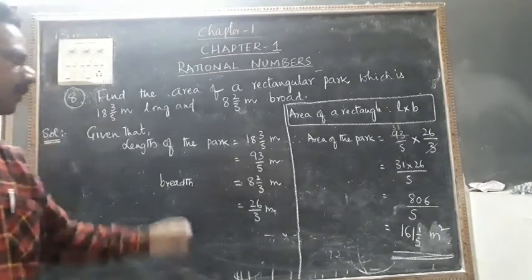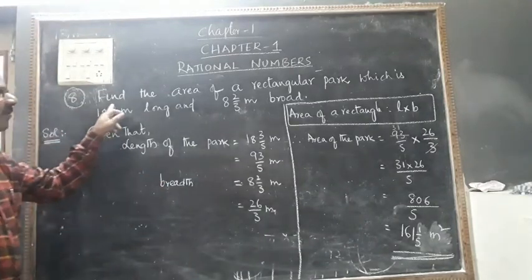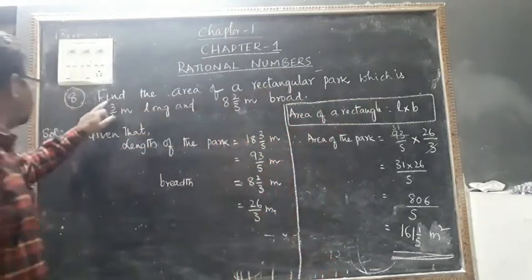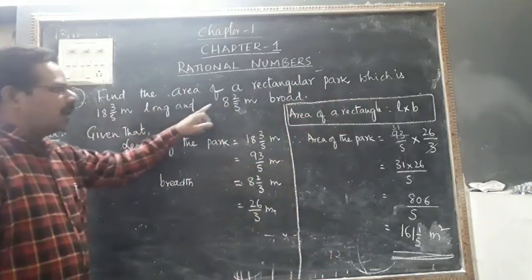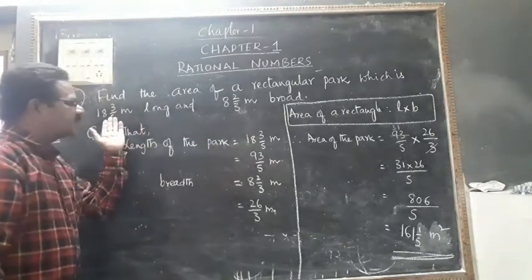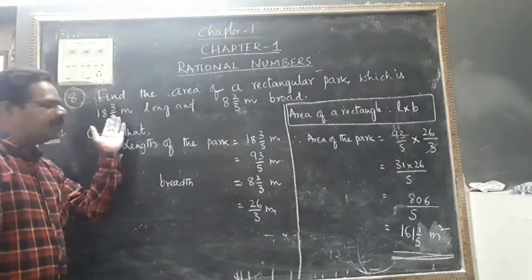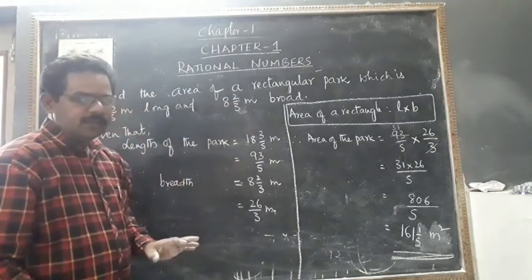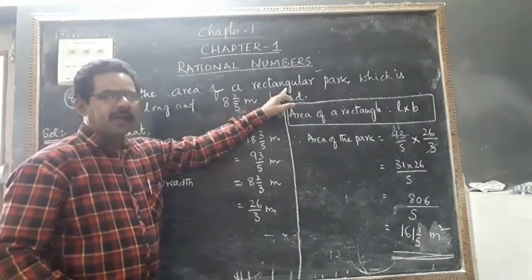Coming to the next sum, the eighth sum. Find the area of a rectangular park which is 18 and 3 by 5 meters long and 8 and 2 by 3 meters broad. That means the length of the park is equal to 18 and 3 by 5 meters. Breadth is equal to 8 and 2 by 3 meters. The park is in the shape of a rectangle.